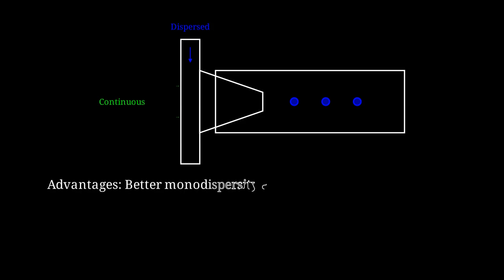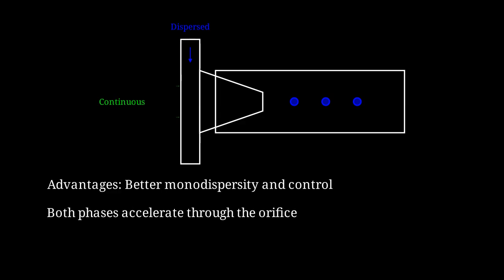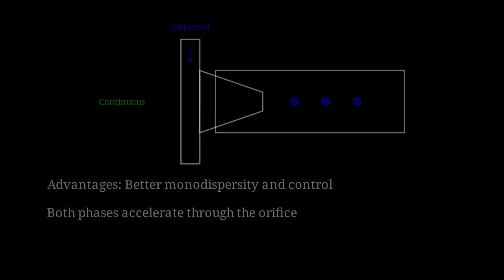Flow focusing has advantages over T-junctions. You get better monodispersity, meaning more uniform droplet sizes. You also have better control over droplet size by adjusting the orifice width. Both phases accelerate as they squeeze through the orifice. This creates strong extensional flow that thins the dispersed phase thread very effectively.